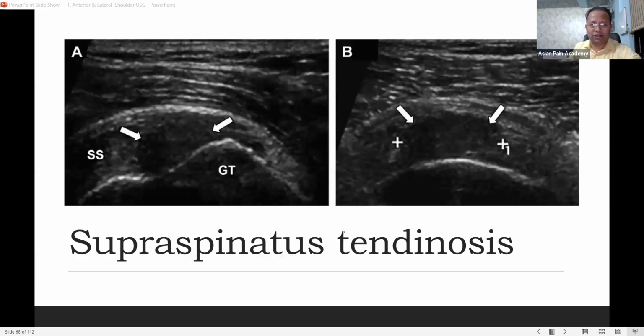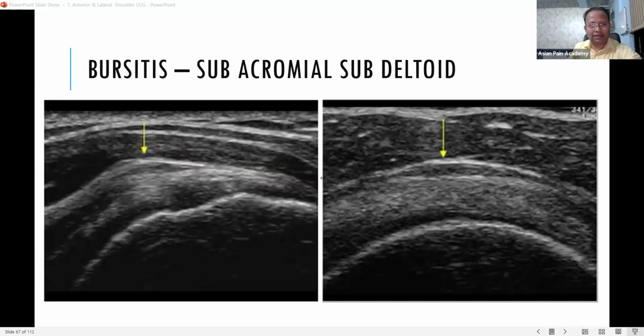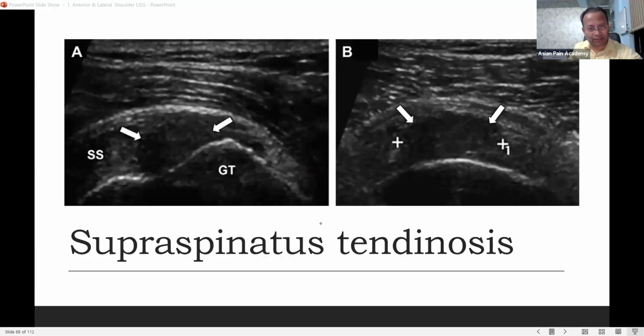So you understood this one? I told you, not tendinitis, just subacromial bursitis. Here there is no tendon problem. This is the bursa problem. So just the bursa issue I have shown you. Now comes the tendon problem. So this is the tendinosis.